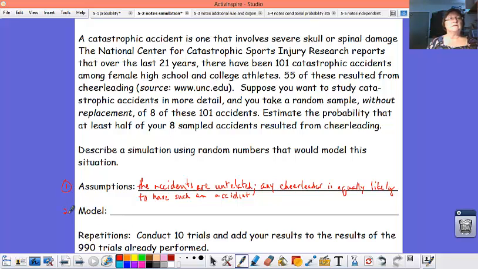The second step in describing a simulation is to explain how you're going to use the numbers. So this is a little different from what we've done. We don't want 1 in 6 chances anymore. 55 out of 101 is what we want. So we're going to use numbers 1 to 101, letting 1 through 55 represent or equal had an accident, actually a catastrophic accident.